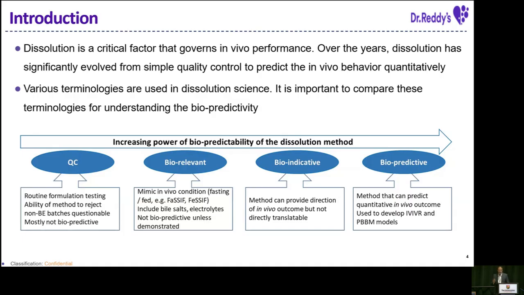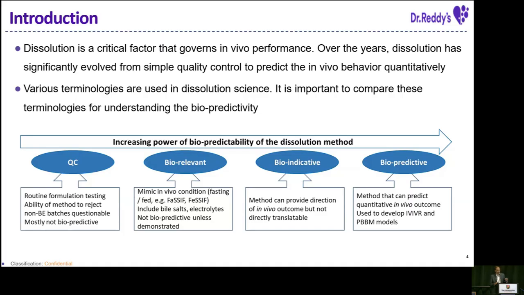When we talk about quality control, typically the quality control dissolution is used for formulation testing, and it typically lacks the ability to reject non-bioequivalent batches. There is another set of terminology called biorelevant dissolution. Typically, biorelevant dissolution is a dissolution condition that mimics the gastrointestinal tract in terms of pH, bile salts, and electrolytes. And biorelevant dissolution is not biopredictive unless you demonstrate it.